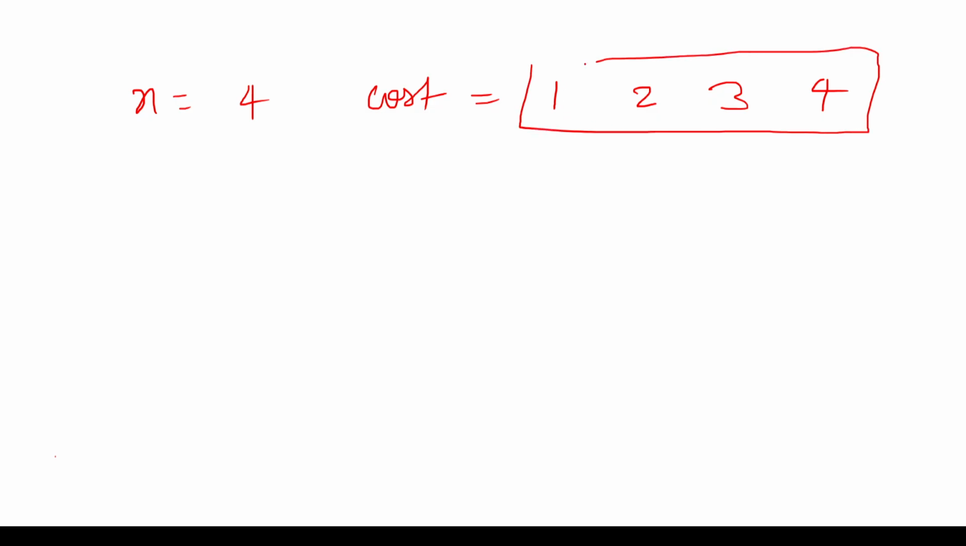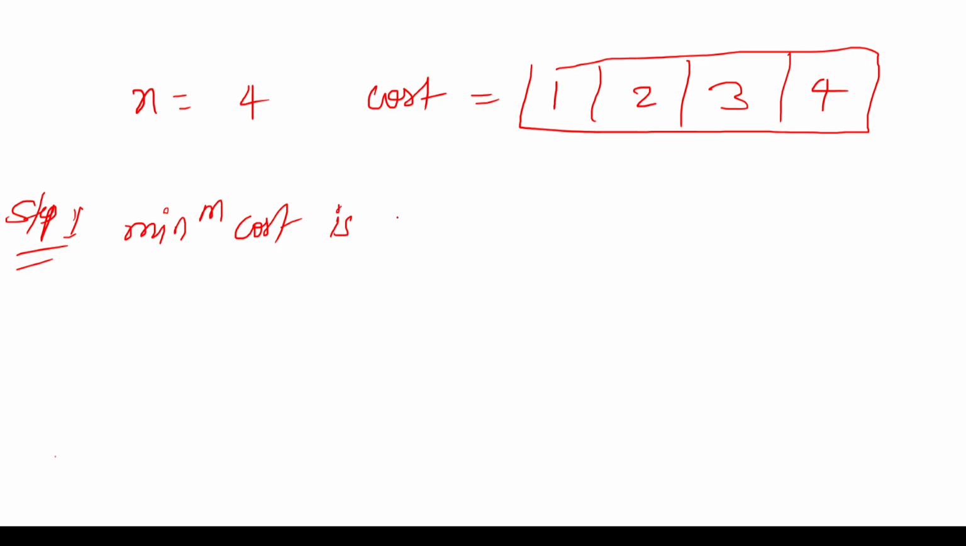So let's suppose we have n equal to 4, and the cost we have been given is 1, 2, 3 and 4. This is given in the form of an array. In the very first step, if I ask what the minimum cost is, we'll say the minimum cost is 0.